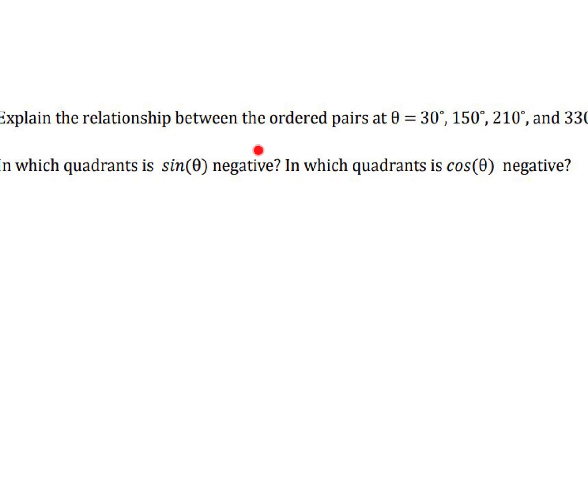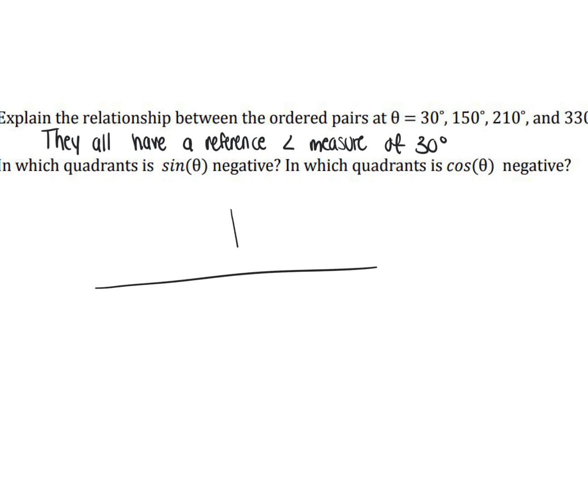So we're asked to explain the relationship between the ordered pairs theta equals 30 degrees, 150 degrees, and 330 degrees. So the relationship is that they all have an equal reference angle measure, which is 30 degrees. And then it says which quadrants is sine negative and which quadrants is cosine negative. So this is the way that I'm going to teach this.